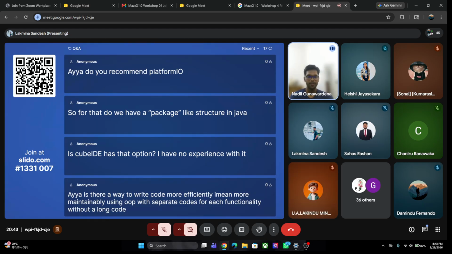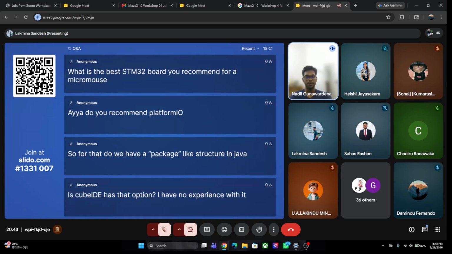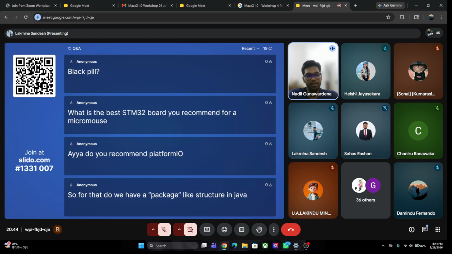So if you guys have any more questions... Okay, what is the best STM that you recommend for micromouse? There isn't a thing called the best one. STM32 boards are like the Black Pill. I haven't used the Black Pill. I have used just the Blue Pill. With the Blue Pill also, it works totally fine.